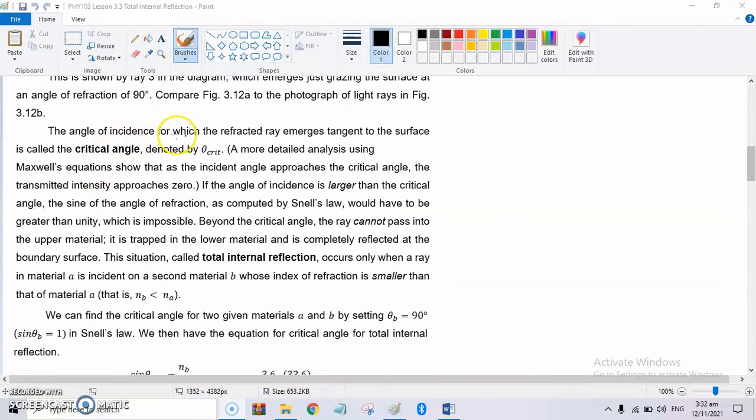The angle of incidence for which the refracted ray emerges tangent to the surface is called the critical angle, denoted by theta crit. If the angle of incidence is larger than the critical angle, the sine of the angle of refraction as computed by Snell's law would have to be greater than unity, which is impossible. Beyond the critical angle, the ray cannot pass into the upper material. It is trapped in the lower material and is completely reflected at the boundary surface.